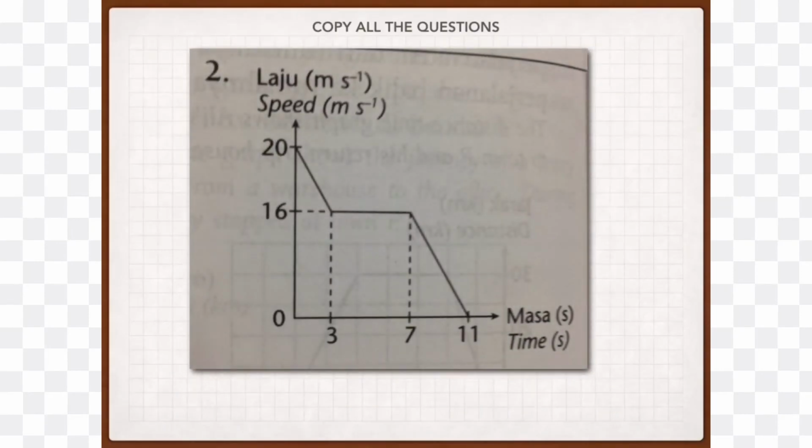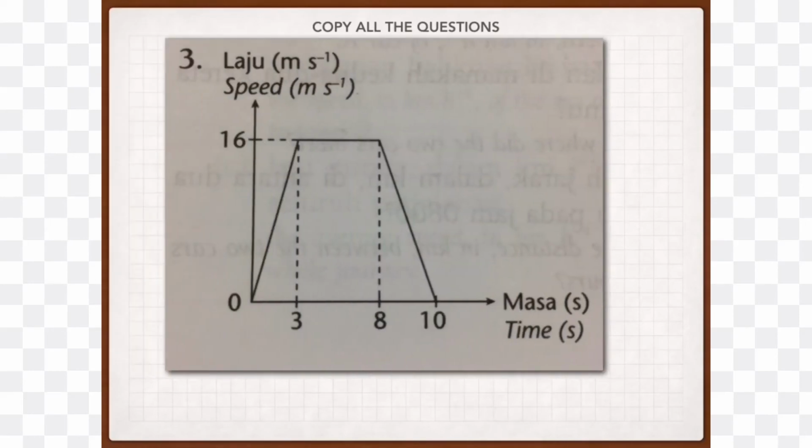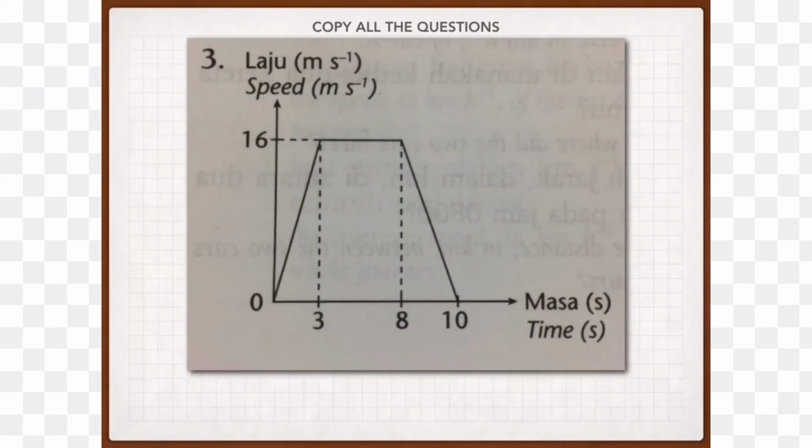Right, look at the second question. You have to find the distance. The first shape will be a trapezium, the second will be a rectangle, and the third will be a triangle. The third question is a bit easy. You have a triangle, rectangle, and triangle. So the answer will be 120 meters.